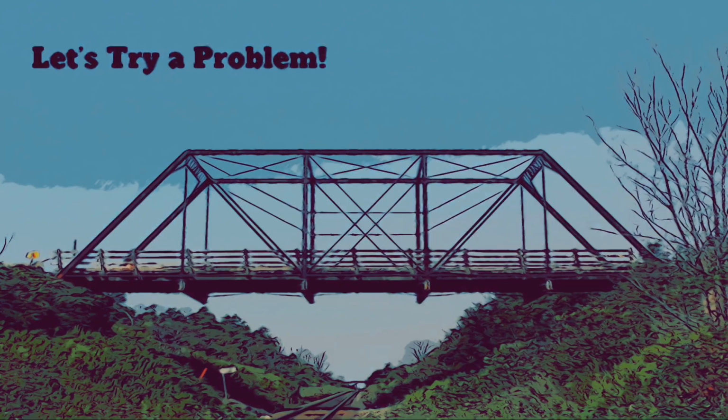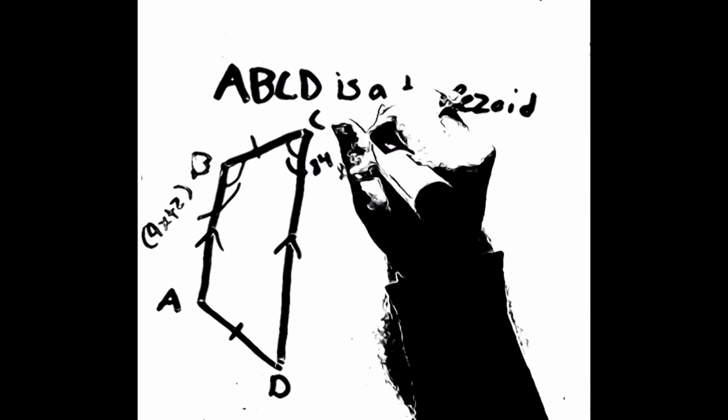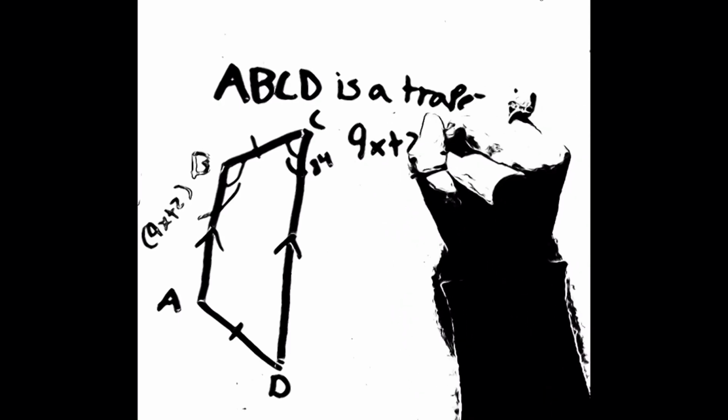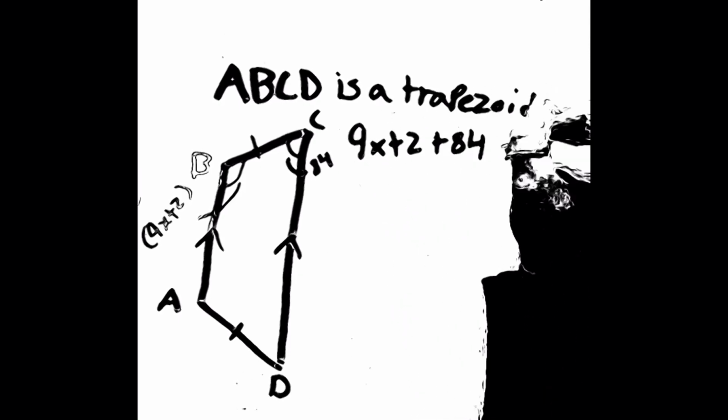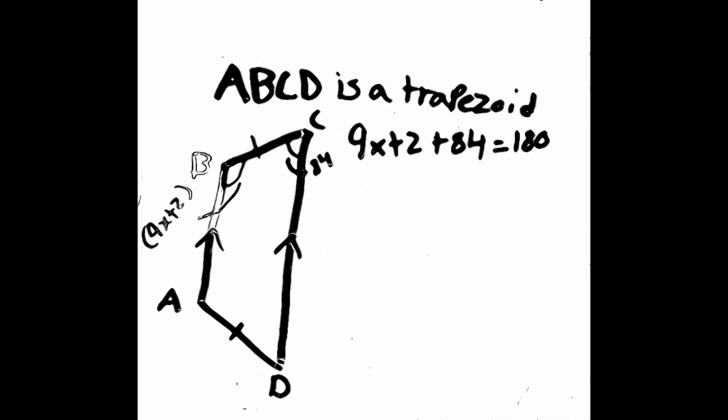Let's try a problem. Second problem for trapezoids. It says ABCD is a trapezoid. So we're going to assume that we're going to find x. So to do that, we would make these 9x plus 2 plus 84 equals 180, because we're trying to find angles, so we'd use 180.